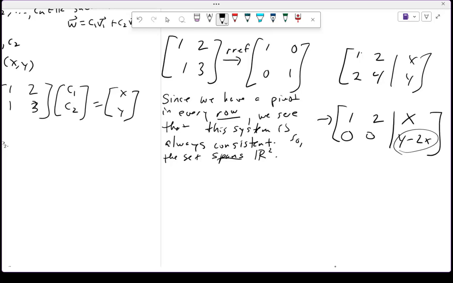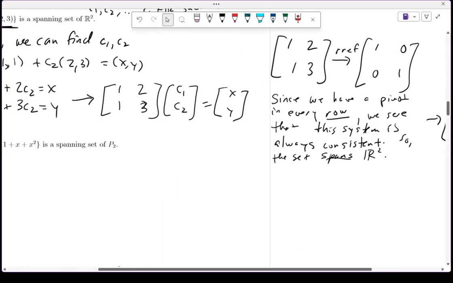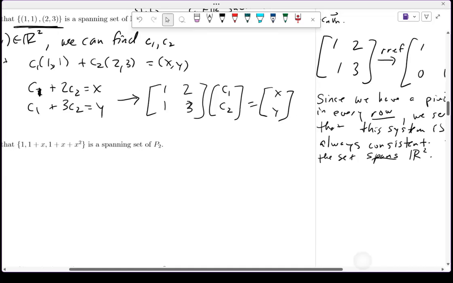So when we row reduce, every single row has to have a pivot. That's the important part. Yes. Say that again. It depends on how many vectors you have. That's going to be the next piece that we talk about. We're going to get there. For a spanning set, it doesn't have to be unique. There could be infinitely many.